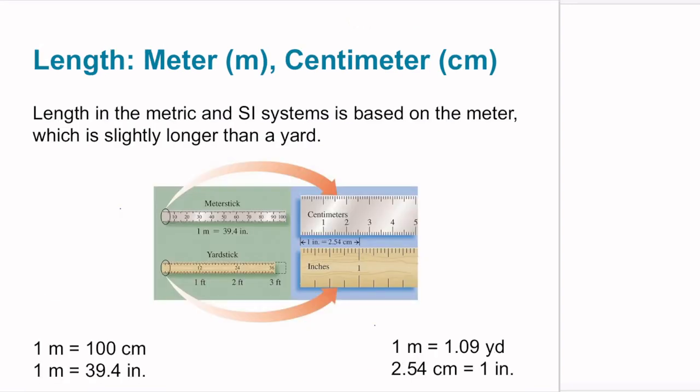The base unit of length for both systems is the meter. We may want to measure things in centimeters or even millimeters if we have some smaller items. And we can convert between the imperial system and the metric system with different conversion factors. For example, 1 meter is 39.4 inches, and 2.54 centimeters is 1 inch. 1 meter is 1.09 yards as well. So knowing a conversion factor gives us the power to convert between units of measurement.